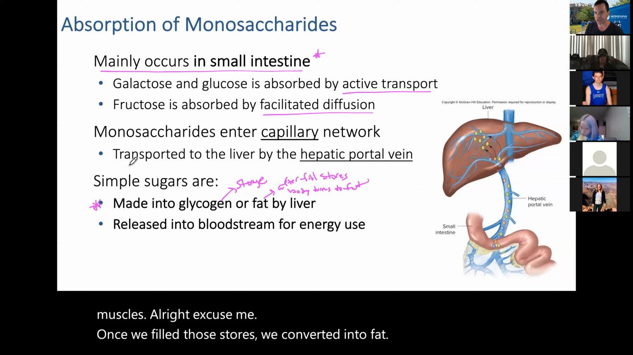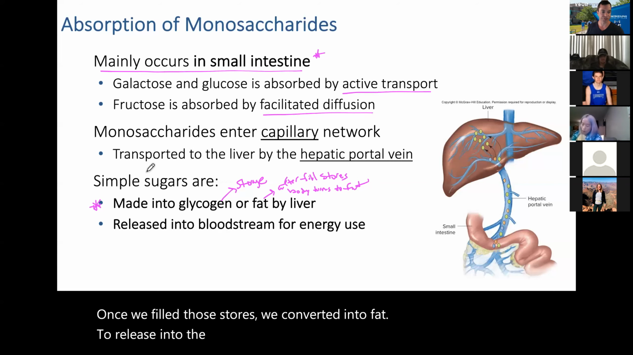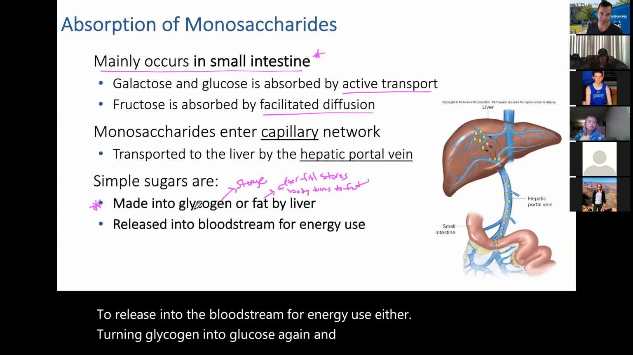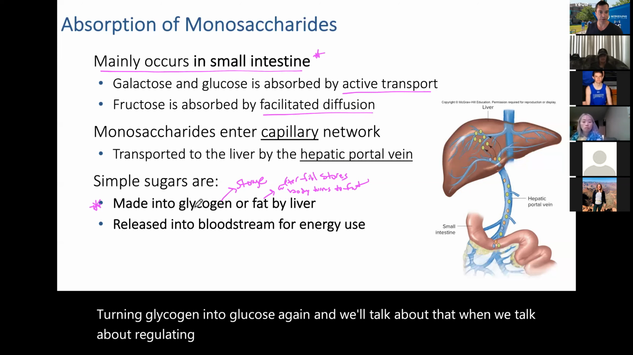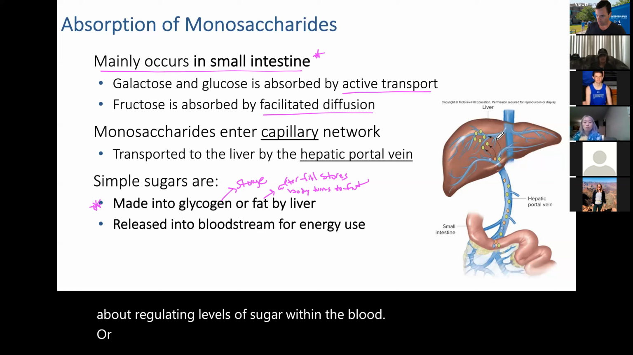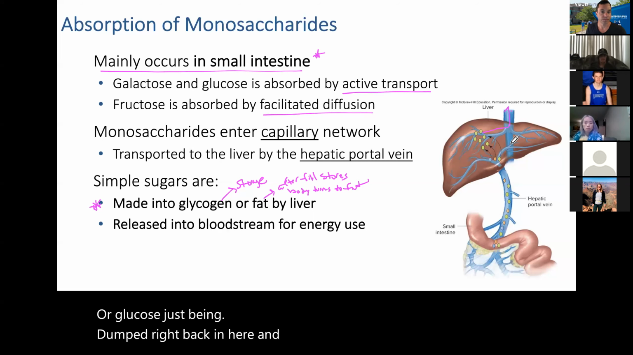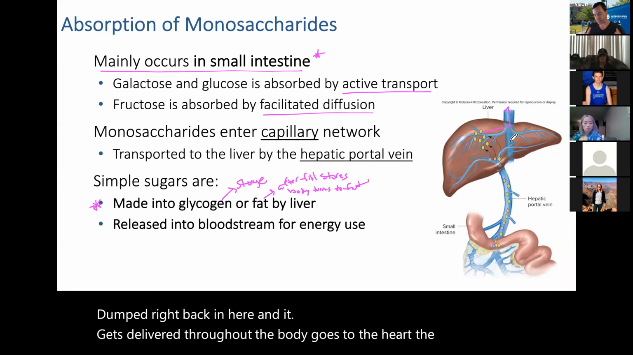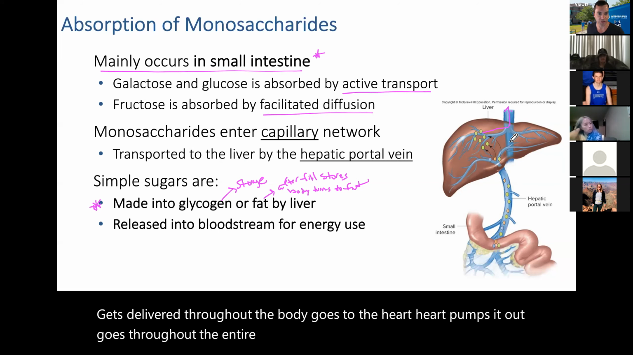It's released into the bloodstream for energy use, either turning glycogen into glucose again, and we'll talk about that when we talk about regulating levels of sugar within the blood. Or glucose just being dumped right back in here, and it gets delivered throughout the body, goes to the heart, pumps it out, goes throughout the entire system, and we deliver the goods.